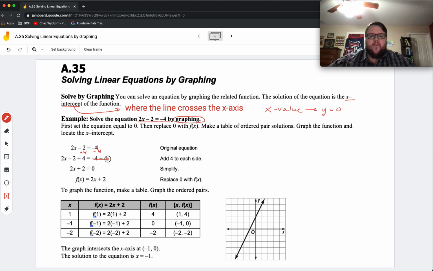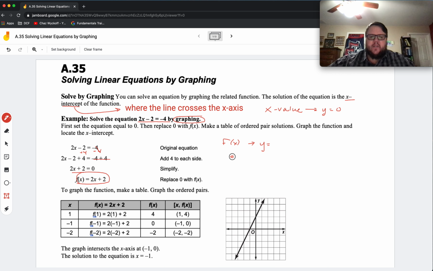And notice these 4's cancel out. So then you get 2x minus 2 plus 4. Negative 2 plus 4 is 2. So you get 2x plus 2 equals 0. 2x plus 2 now becomes our function. And you notice where it says f of x, that is another way of just saying y equals. So we can graph that equation.